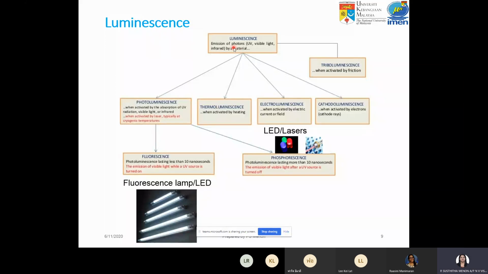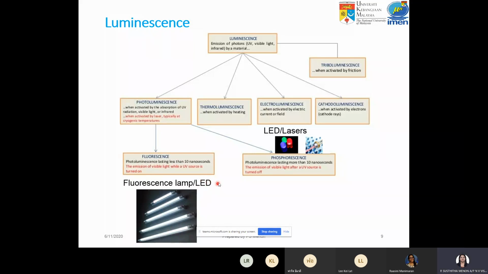If the light is emitted because of friction, rintangan, we call it triboluminescence. When it is caused by the absorption of ultraviolet radiation, visible light, or infrared, we call it photoluminescence. Photoluminescence can be divided into fluorescence and phosphorescence. Fluorescence lasts less than 10 nanoseconds, and phosphorescence lasts more than 10 nanoseconds. This is longer, this is shorter. And fluorescence is the fundamental effect that happens in a fluorescent lamp, lampu kalimantang.